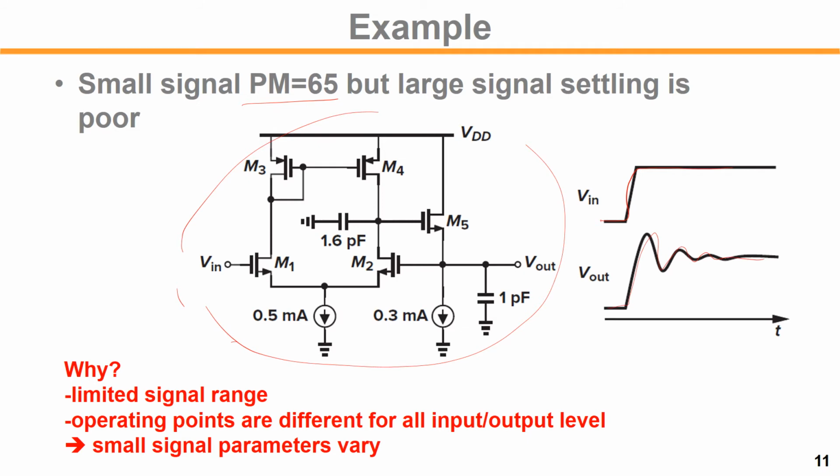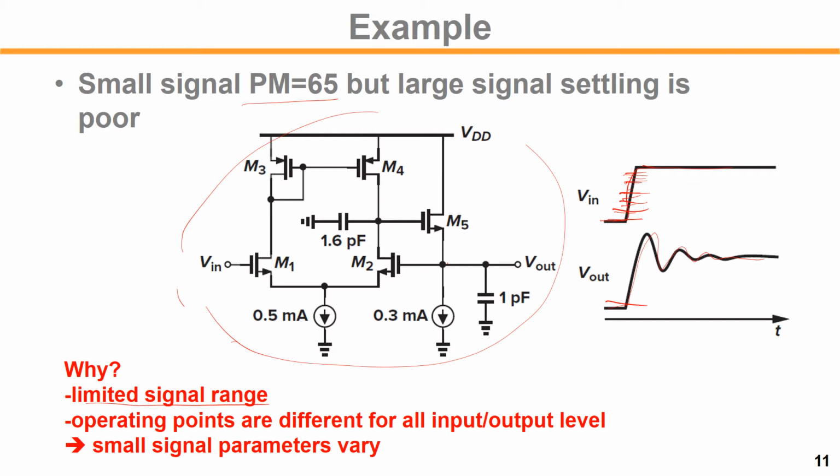Because this kind of amplifier has limited signal range for the input and output, right? Then also the operating points are all different for all different levels of the input and output, right? This is a larger signal, right? If your circuits are well designed, your operating point should not change that much, but people ignore this large signal behavior. So in most cases, people neglect those effects.